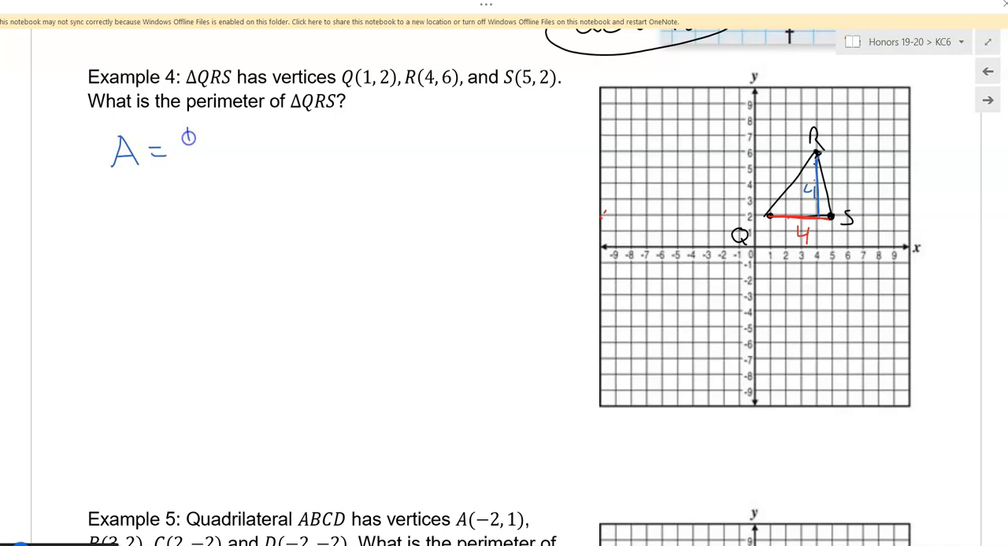So the area, again, our formula is 1/2 base times height. And here, both our base and our height are 4. 4 times 4 is 16, half of that is 8 units squared.